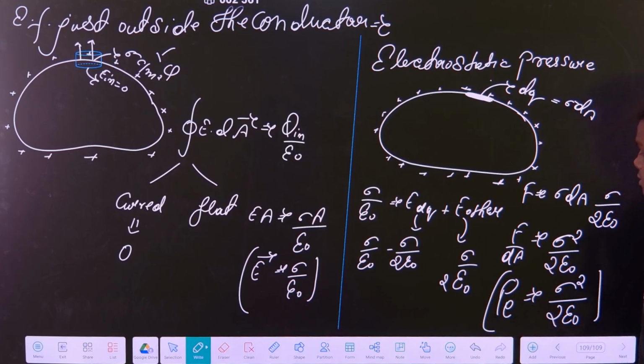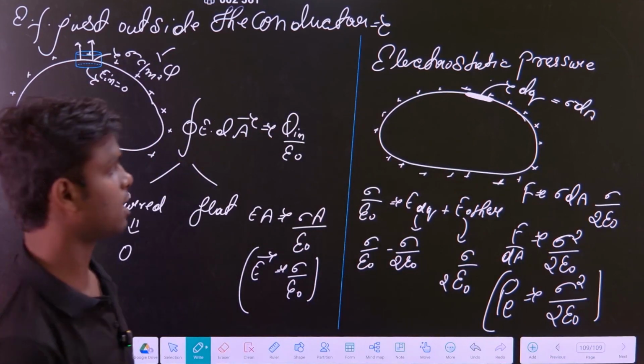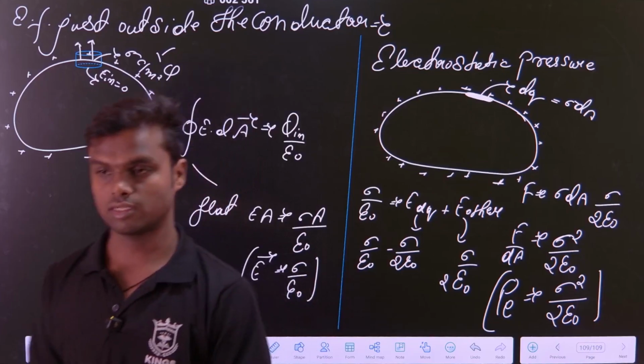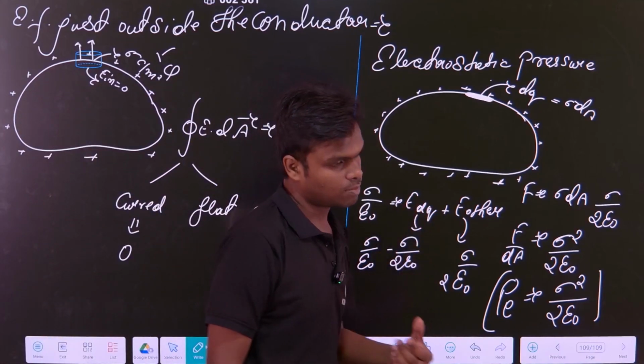That is a very clear thing you have to remember. The total electrostatic pressure will be defined as sigma square by 2 epsilon naught. I hope till here it is clear. Maybe you are not comfortable with this, but it is true.